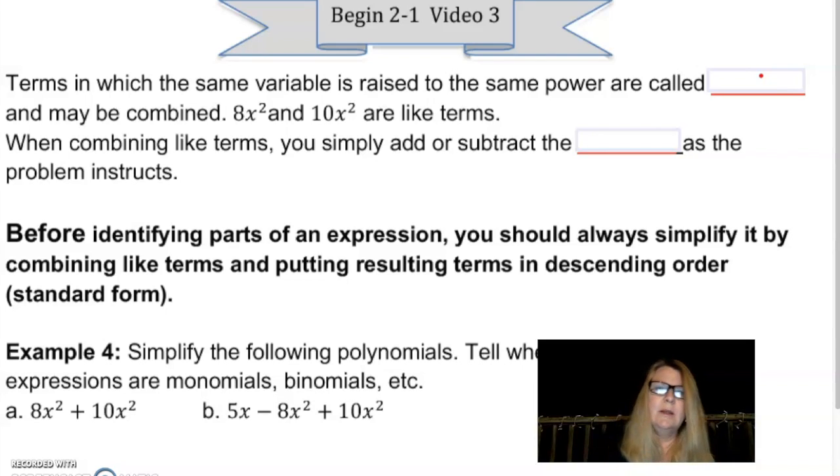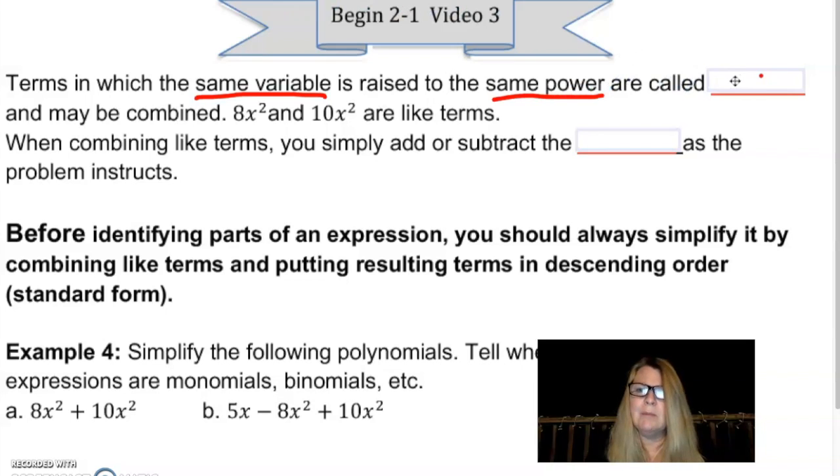Terms that have the same variable raised to the same power are said to be like terms. So let's underline that. Like terms are same variable, same power. And we can add or subtract, or we can combine like terms.